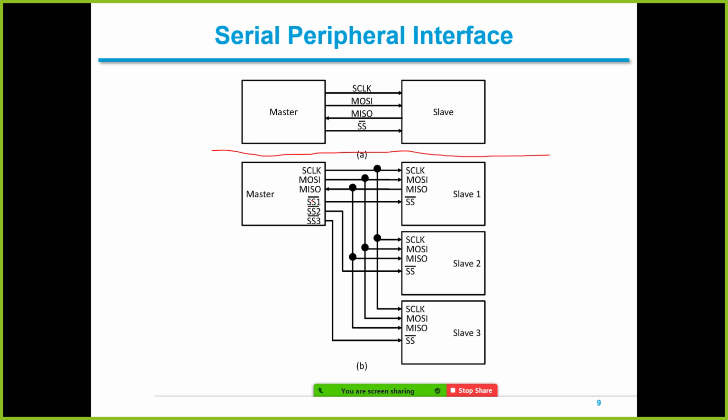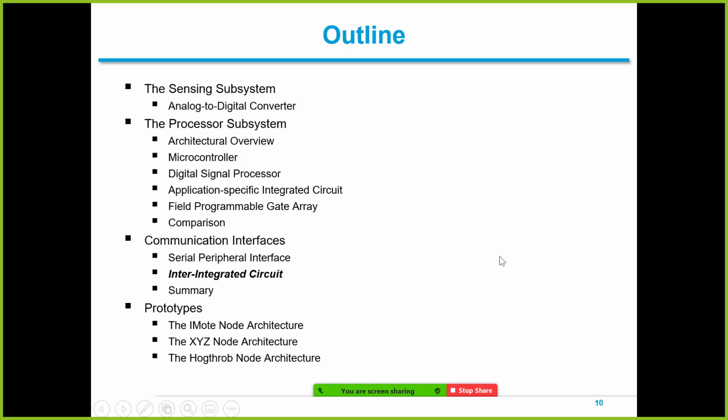That is to select different slaves. So SS1 connects to slave 1, SS2 connects to slave 2, SS3 connects to slave 3. Okay, so that is the SPI, serial peripheral interface.